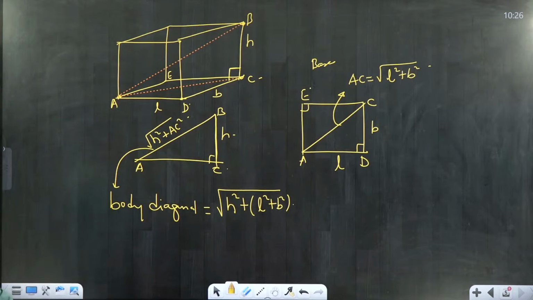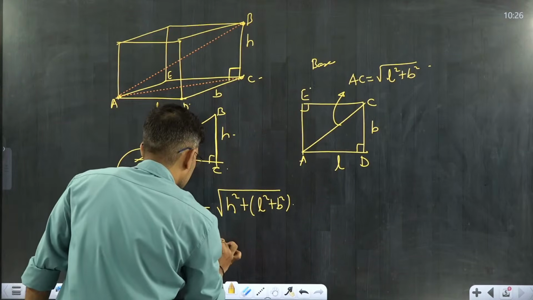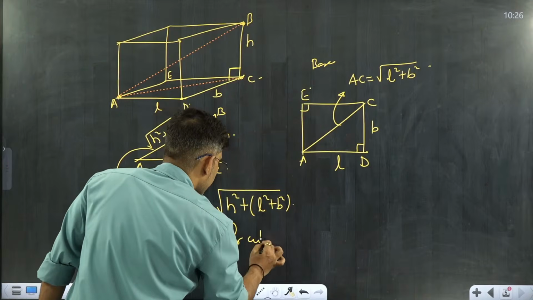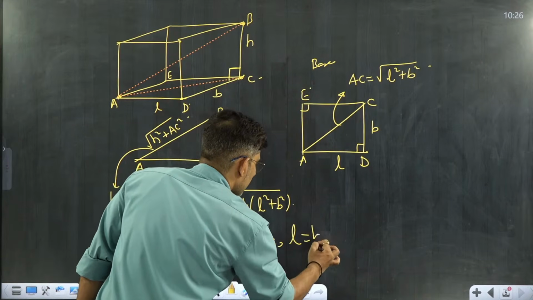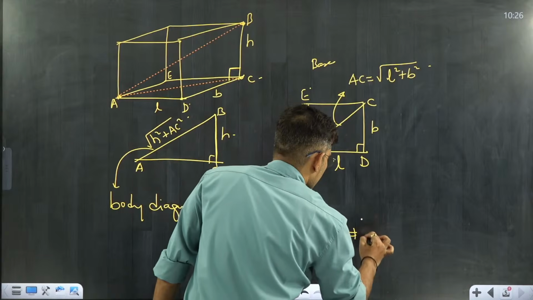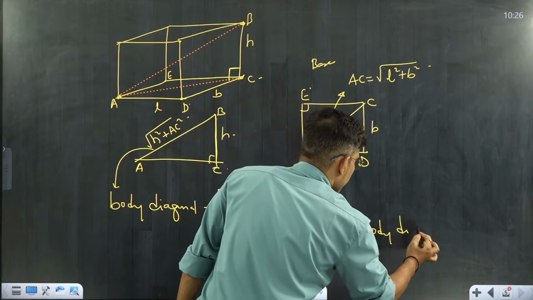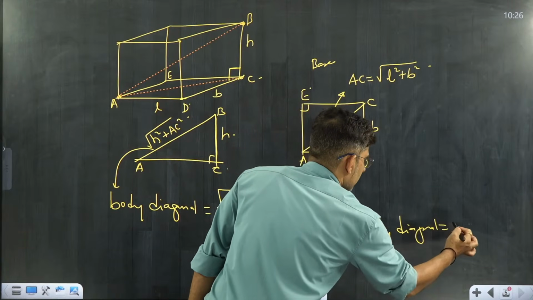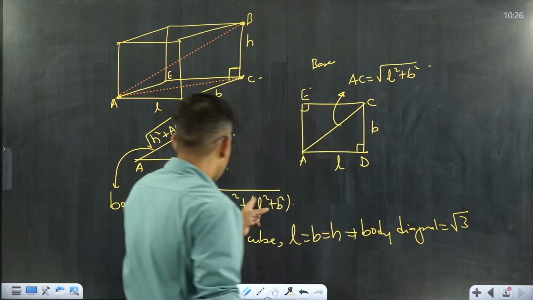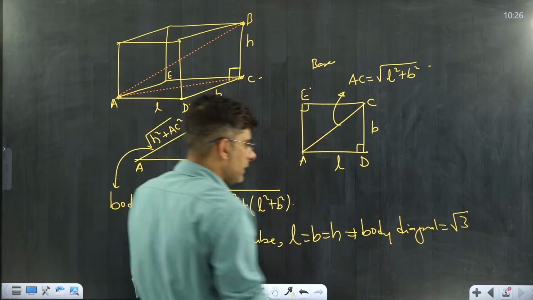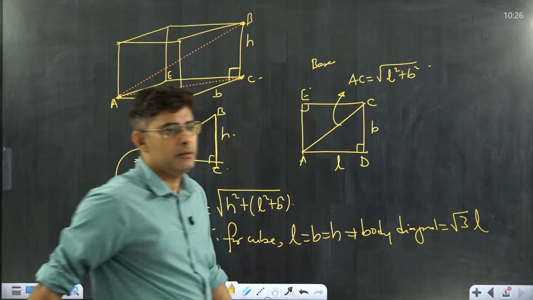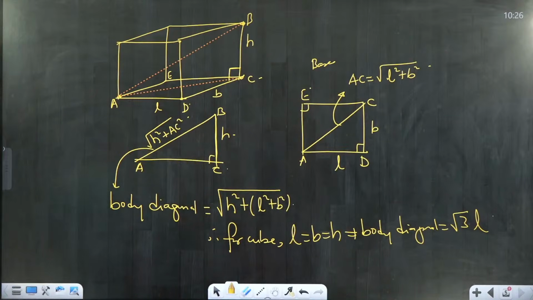So if you have a cube, this was for cuboid, for cube L equals B equals H. So body diagonal will become under root of 3L square, that is root 3 L. Understood? Same doubt, look over here.